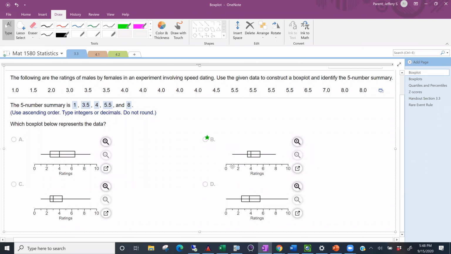You can go back and verify that B is actually the right one. So yeah, a 1 looks good there, 8 looks good there. And then that's a 4. That's not quite a 5, but then again, you're supposed to have a 5.5 and a 3.5. So those look reasonable for B. Well done. Thank you.